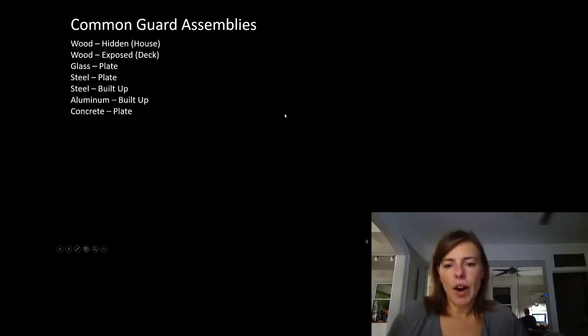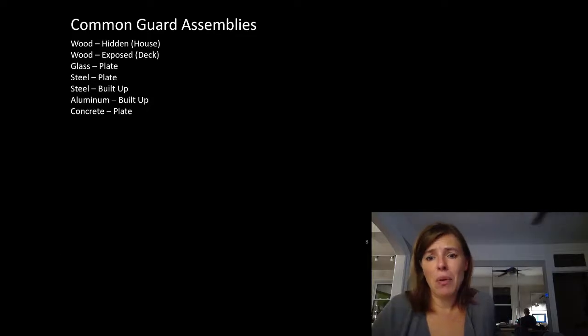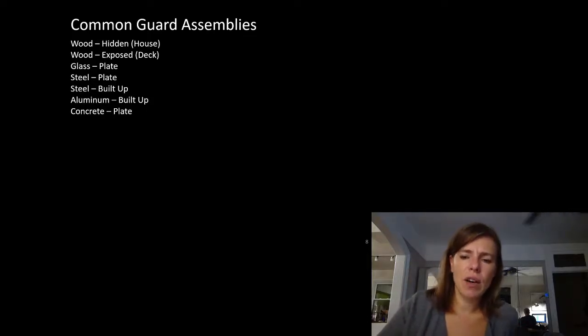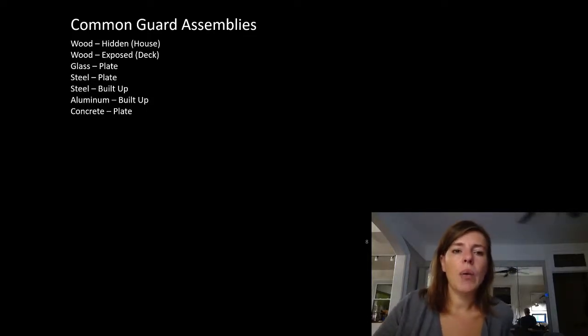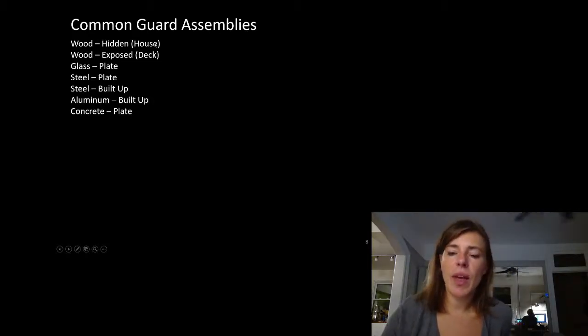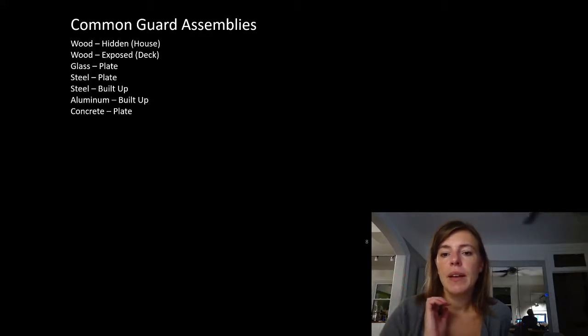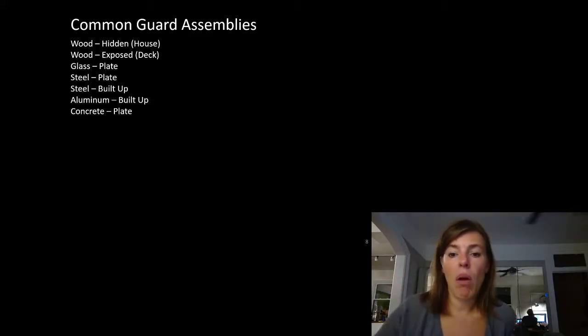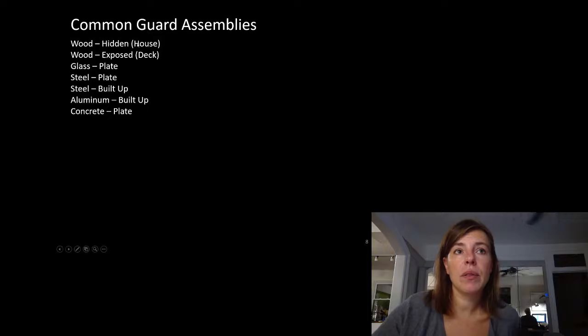So there are all kinds of common guard assemblies, and there's also all kinds of uncommon ones. It's kind of hard to say what's normal. I have pulled out some normal ones, and the very first one is where I'm going to talk about some of the extra criteria. You could have a hidden guard, so that might be something in a house where it's kind of embedded in the drywall. We have one built like that here in our house. You can have one exposed.